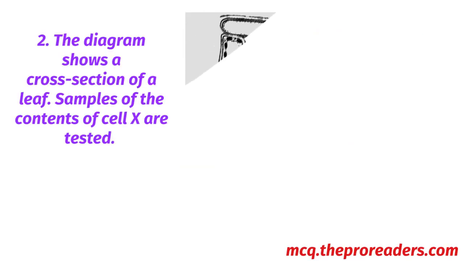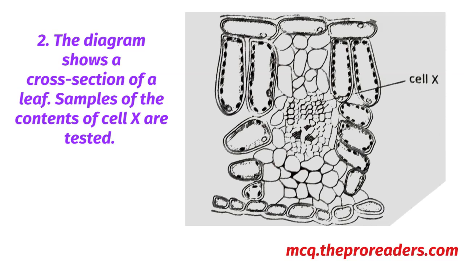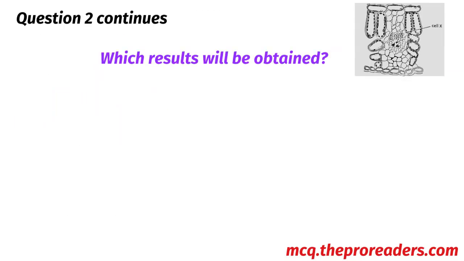The diagram shows a cross section of a leaf. Samples of the contents of cell X are tested. Question 2 continues. Which results will be obtained?